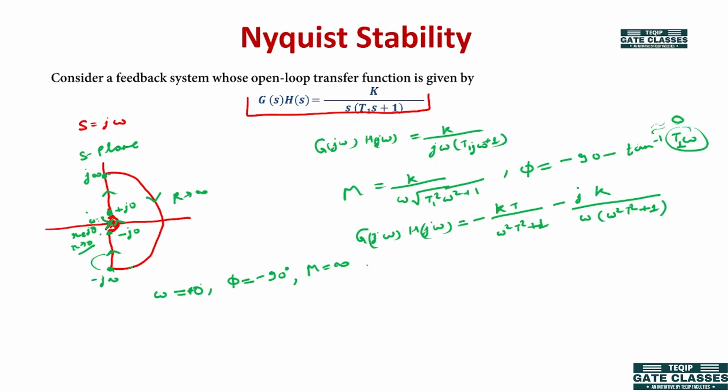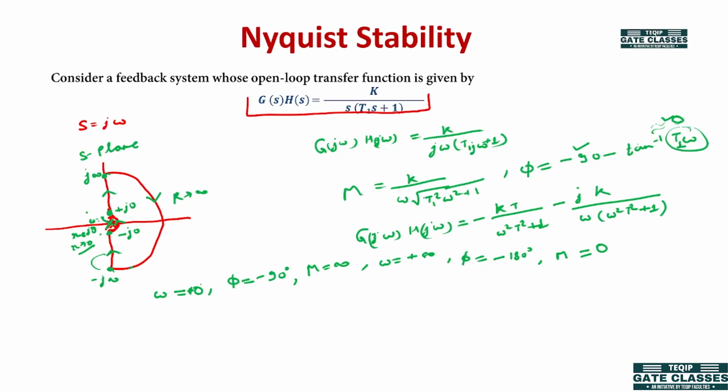Okay, same for ω is equal to plus infinity. What we will have is phi equal to minus 180 degrees, because this is constant minus 90 degree, and this will also be equal to minus 90 degree. So our angle would be minus 180 degree, and the magnitude is 0. Okay, so when ω is infinity, our magnitude becomes 0.